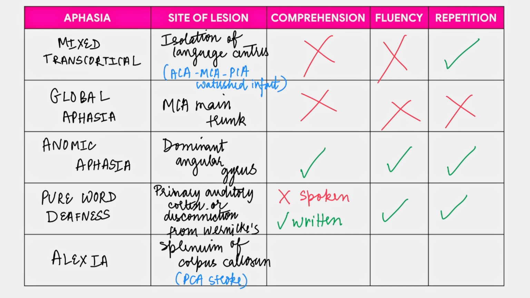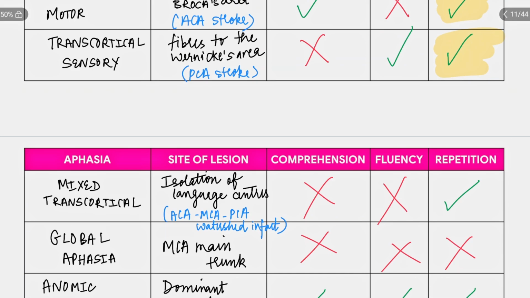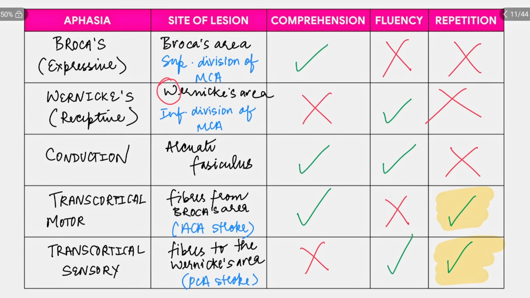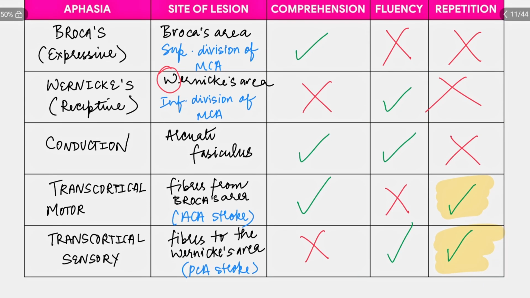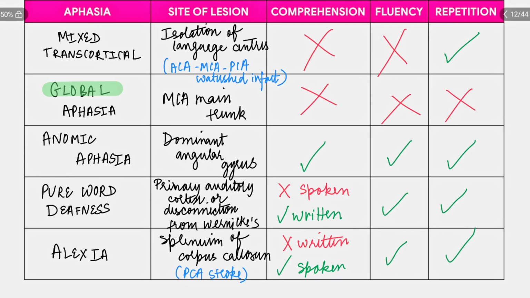Here, it's the exact opposite. The patient cannot comprehend written sentences, but his comprehension of spoken sentences is absolutely fine, and fluency and repetition are fine. Now, out of this, it's unlikely that they'll test you about anomic aphasia, pure word deafness, and alexia, but the rest of the things you must know, especially the main ones like Broca's aphasia, Wernicke's aphasia, conduction aphasia, and global aphasia. This is something which you have to know.